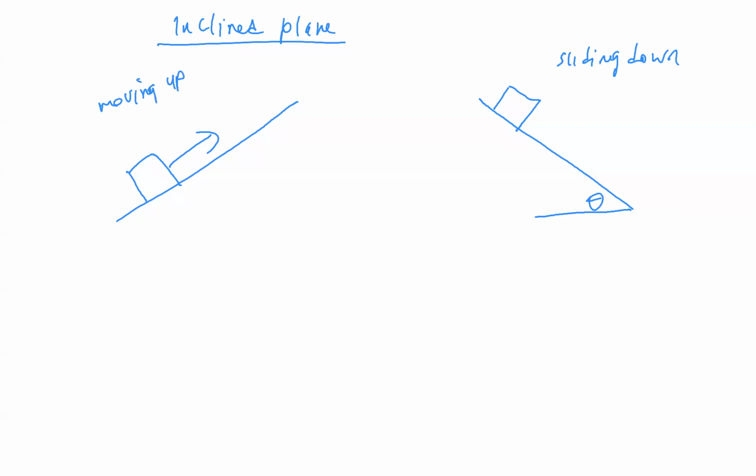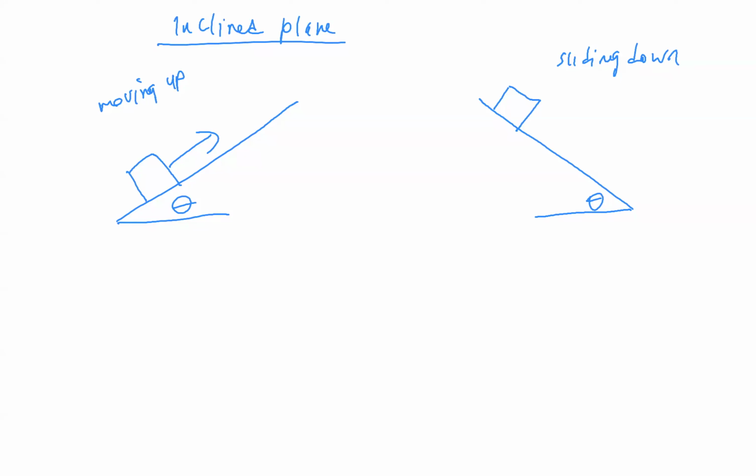So it's moving up and it's sliding down. So on an inclined plane, the gravitational force has components. Okay, let me just draw the free body diagram so that you can see how to draw the free body diagram.